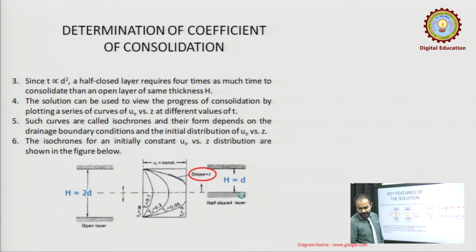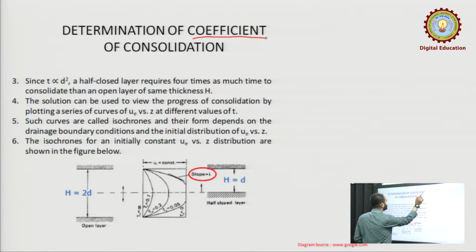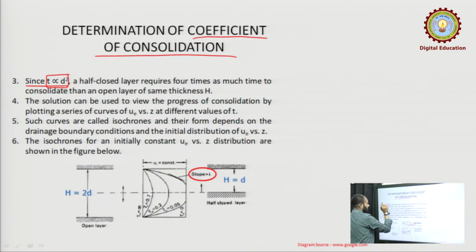This we have already discussed. Now, let us see the determination of the coefficient of consolidation. We have already nearly covered all these. Let us just see what is there. Time is directly proportional to d square. How did this come?